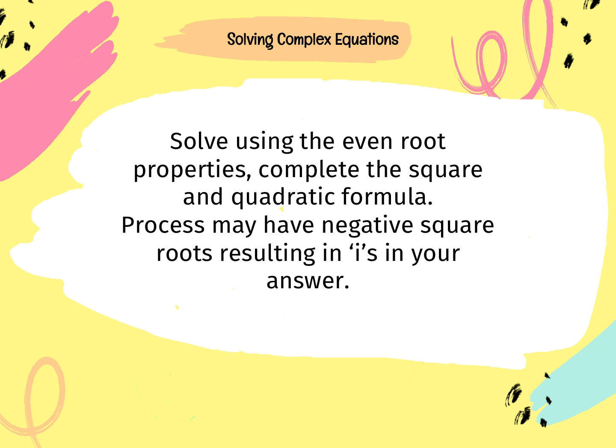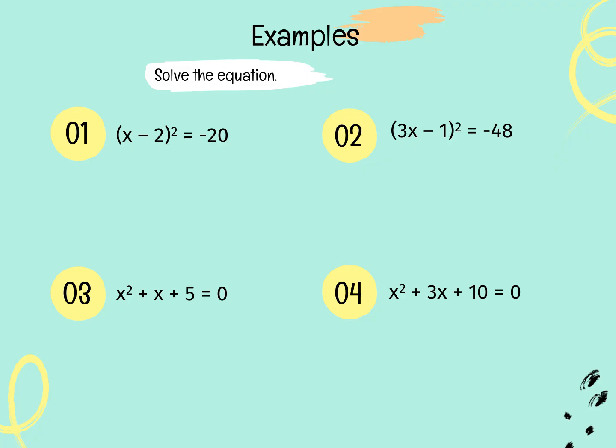So we're going to use instead any even root property, so that's square rooting both sides, completing the square, and quadratic formula. All right, and if you have a negative under the radical, like I keep saying, we're past no solution. You can't say it's no solution anymore. You have to rewrite your answer in terms of i. All right, so let's start with the first one.